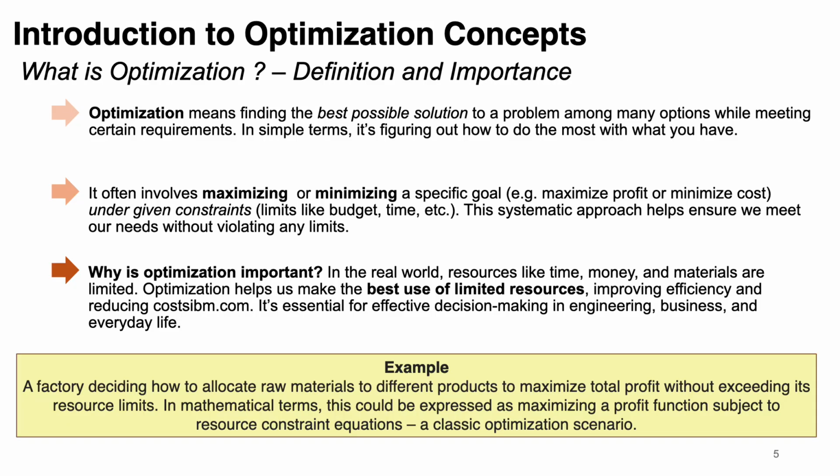For example, consider a factory. You have a fixed amount of steel, plastic, and labor hours. You can make product A, which has a high profit but uses a lot of steel, or product B, which has a lower profit but is very fast to assemble. Which combination of A and B creates the most profit without running out of steel or overworking your staff? That is a classic optimization scenario that we solve by maximizing a profit function subject to resource constraints.